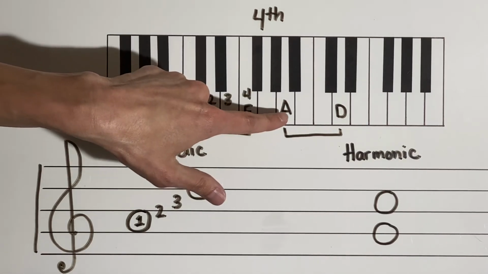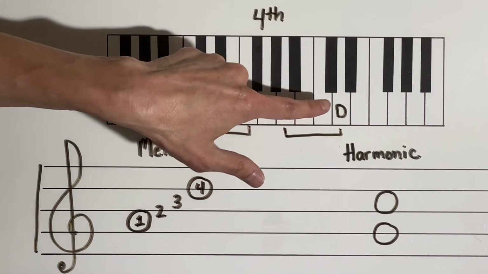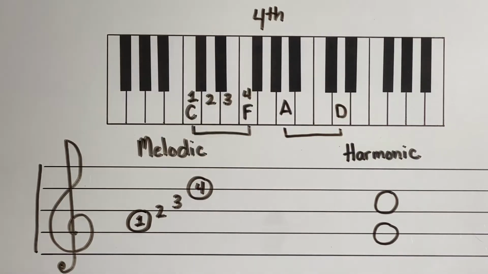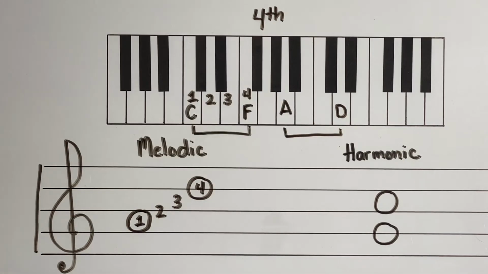Now looking over here at this, A becomes 1. We always want to count the first note. 1, 2, 3, 4. D then becomes the fourth. So this is our interval. A to D is a fourth.